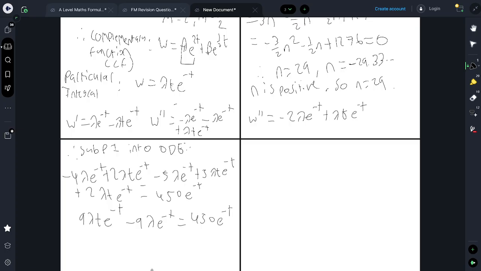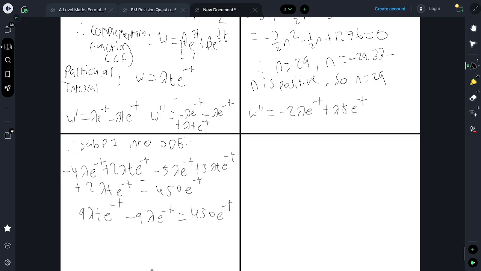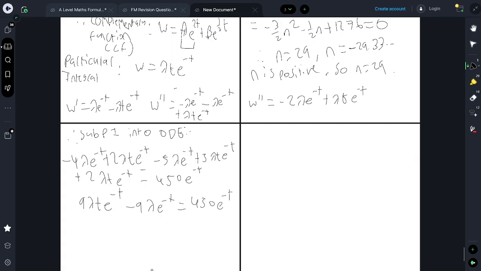Oh, hang on. Ah, no, we're fine. Yeah, okay. You won't get a solution here. It won't be possible because obviously you'll just have to say that this bit would be 0. So lambda would have to be 0 to ensure that there's no t e to the minus t. But then it has to be 450 e to the minus t. So that's wrong, and I'll explain why.